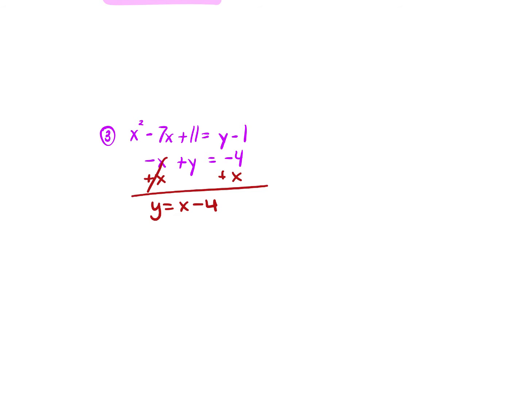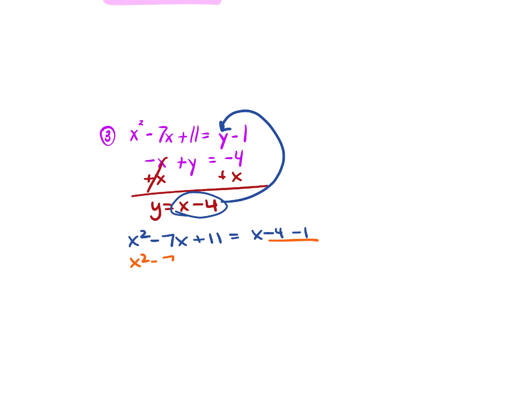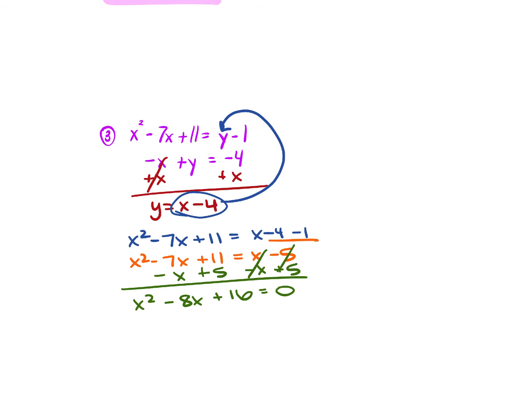So I'm going to plug this in anywhere I see a y in that top equation, which will just be that right-hand side. So we're going to have x squared minus 7x plus 11 is equal to x minus 4 minus 1. We can combine our like terms on the right side to give us x squared minus 7x plus 11 is equal to x minus 5. We're going to move the x over by subtracting it from each side. We're also going to add the 5 to each side to move that over as well. Everything cancels out on the right side. We have x squared minus 8x plus 16 is equal to 0.